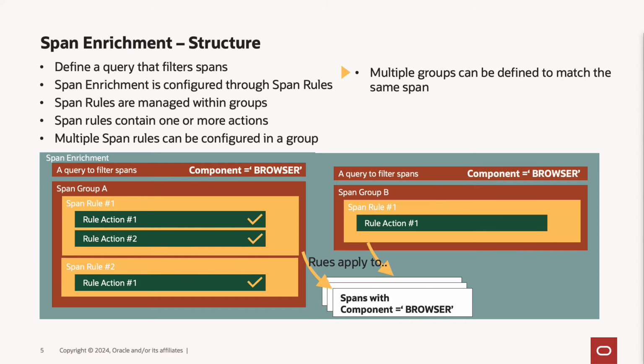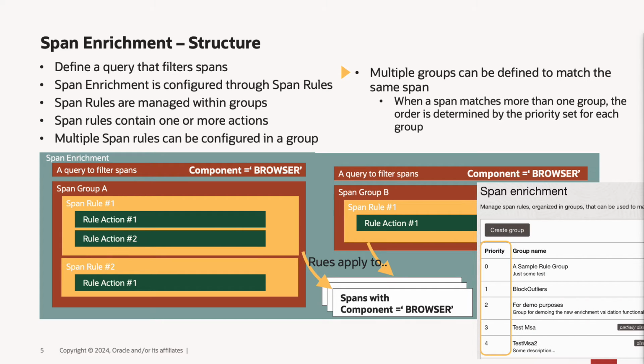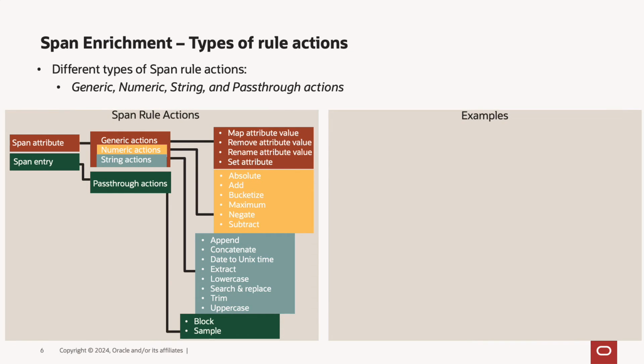Also, multiple groups can be defined to match the same span. And if a span matches more than one group, the order is determined by the priorities set by each group. Span rules can be defined using different types of actions depending on the use cases. The action types are generic, numeric, string, and pass-through. Let's see some examples for each of them.